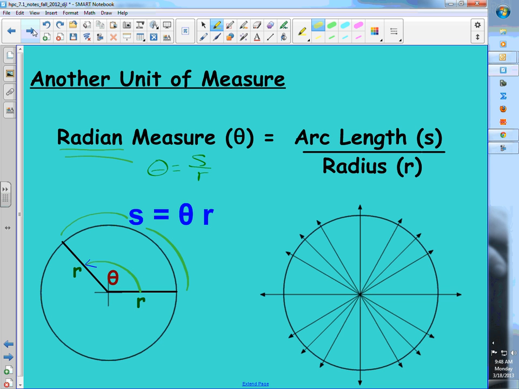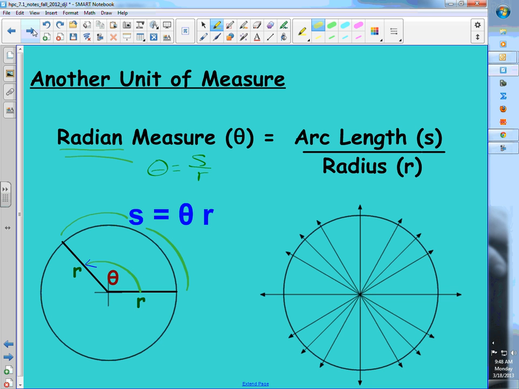One time around a circle in degrees, how much? 360. How about one time around in radians? It's 2 pi. Very good. So if you've worked with radians before, the transition should be pretty easy.